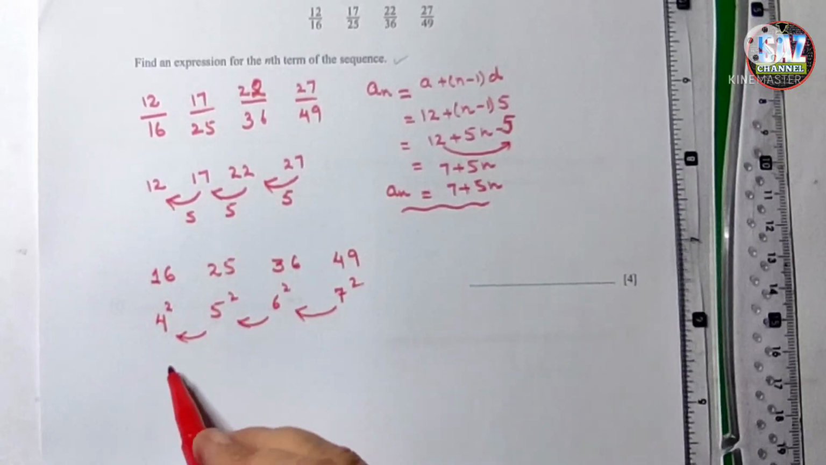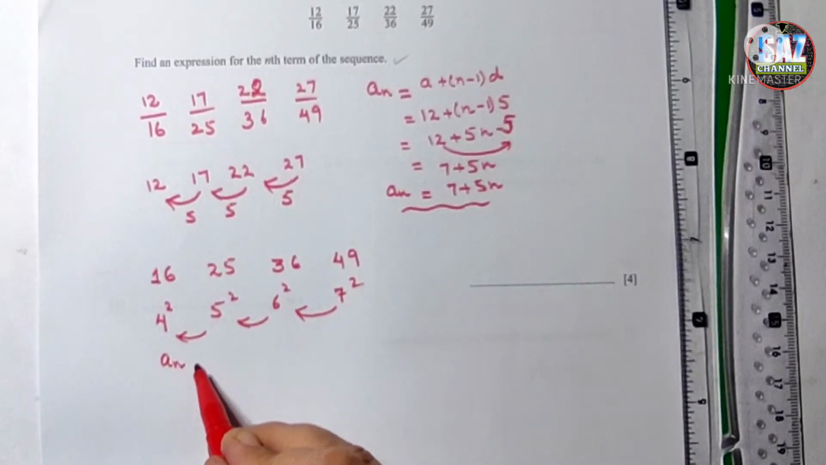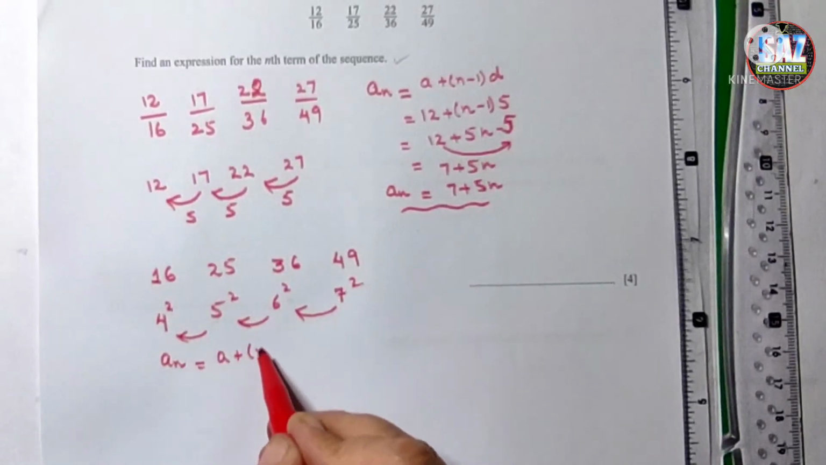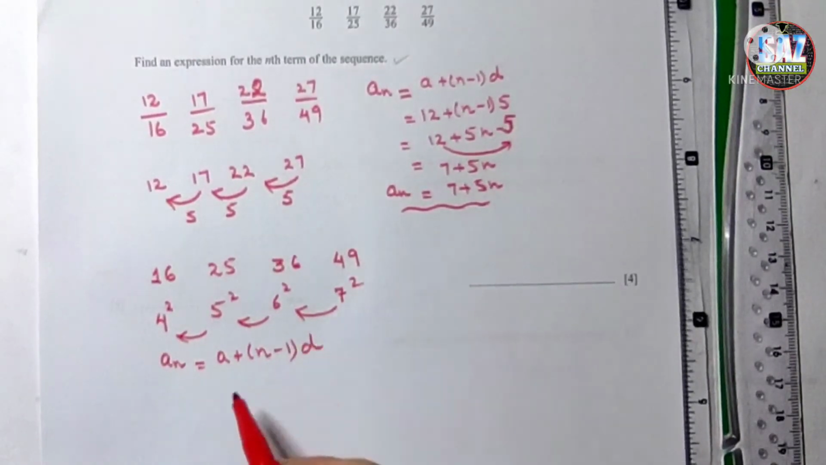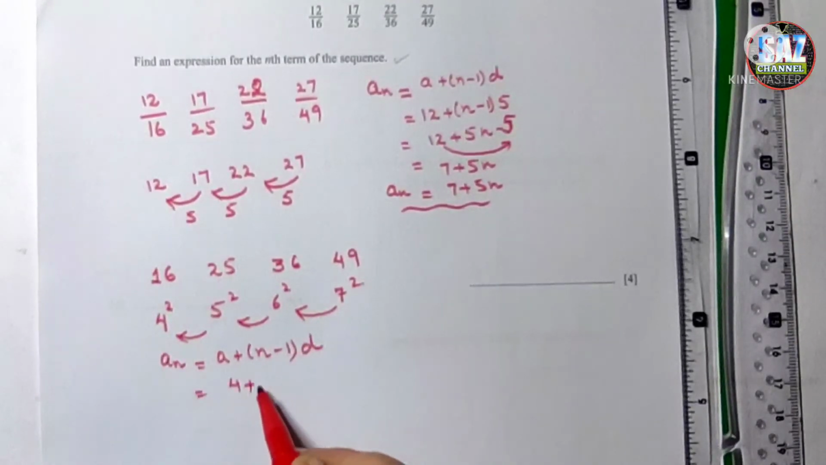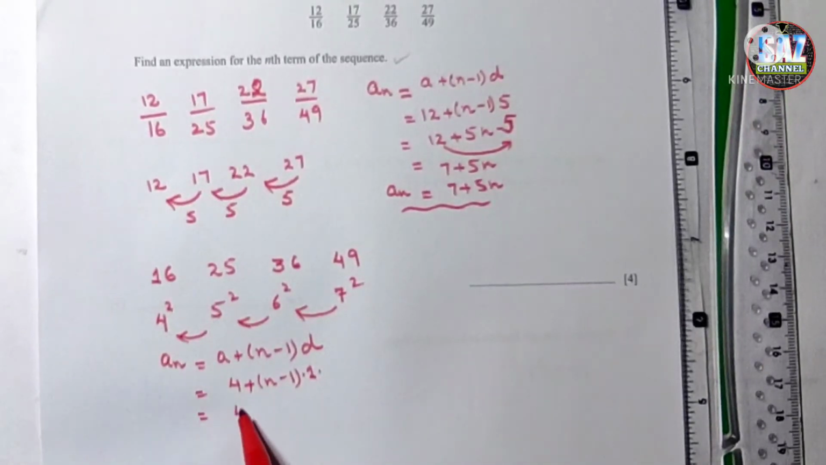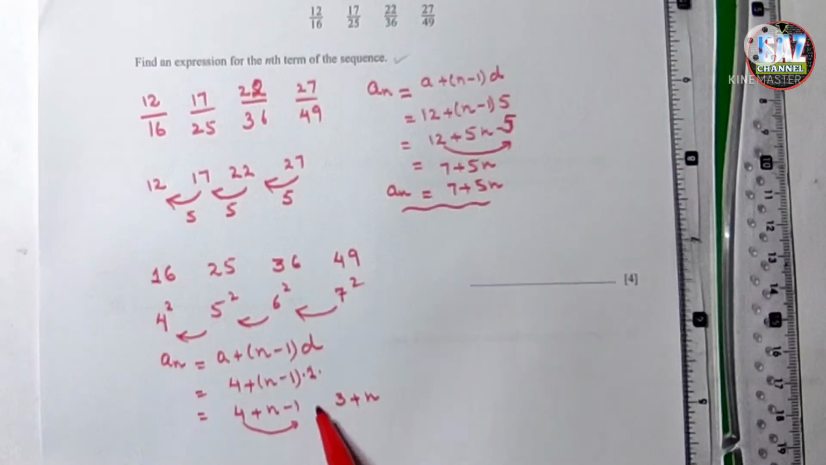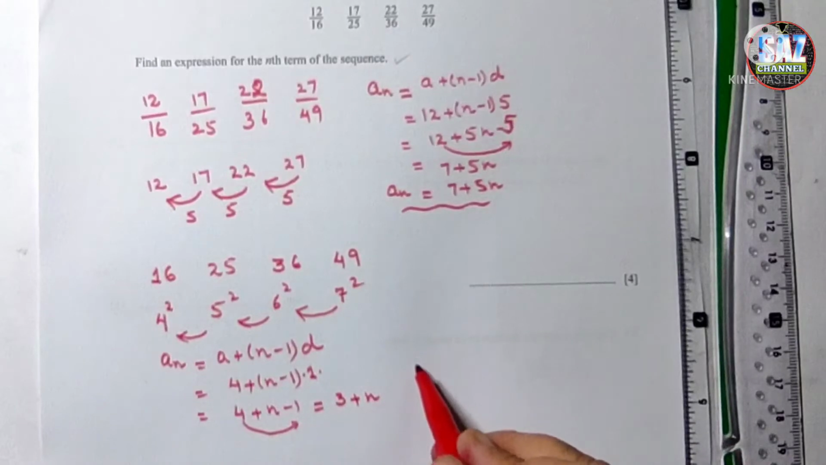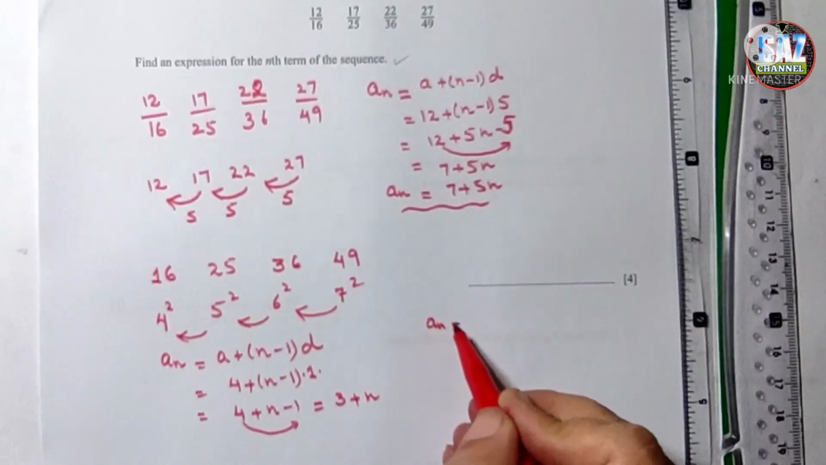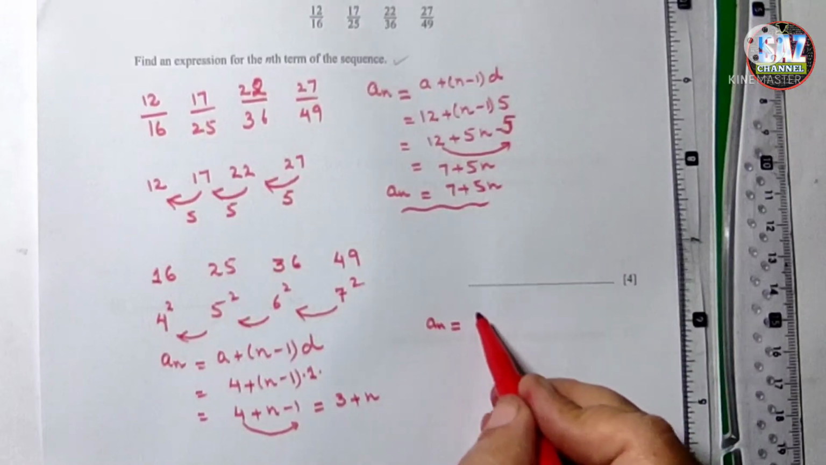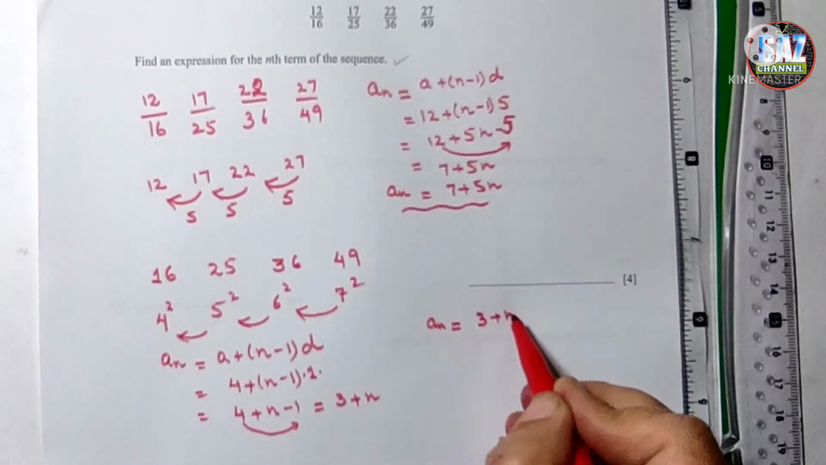So again we apply the formula of the nth term, an equals a plus n minus 1 into the common difference, that is 4 plus n minus 1 into the common difference, which is 1. This will become 4 plus n minus 1, and 4 minus 1 is 3 plus n. And as all the numbers are in squared form, the nth term for this sequence will be (3 plus n) whole square.